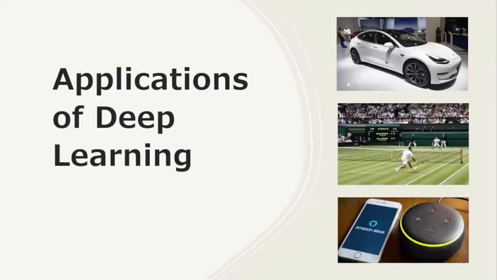So now let's look at a couple of applications of deep learning. In the first picture you can see a self-driving car. Deep learning is the force that is bringing autonomous driving to life. Data from cameras, sensors, and geomapping can be used to train the models to navigate through traffic.